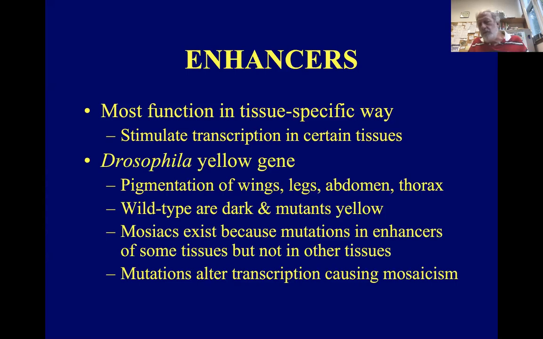So, for instance, in fruit flies, they have a yellow gene that is recessive. When expressed, it makes the wings, legs, abdomen and thorax, makes the fly yellow. Wild-type flies are more of a tan to brown color. And then there are mosaics that have some yellow on them and some not. And this is due to enhancers being mutated in certain tissues, but not others. And so the transcription of this gene occurs only in some of the fly's body and not in others.